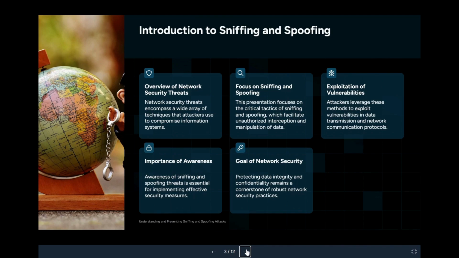Introduction to sniffing and spoofing. Network security faces many different types of threats. Attackers constantly look for weaknesses to steal information. In this presentation, we are focusing specifically on sniffing and spoofing, two techniques that let attackers intercept or manipulate data. Awareness is extremely important. If we don't know these attacks exist, we can't defend against them. The ultimate goal of network security is simple: to protect data integrity, confidentiality, and ensure the system remains safe.